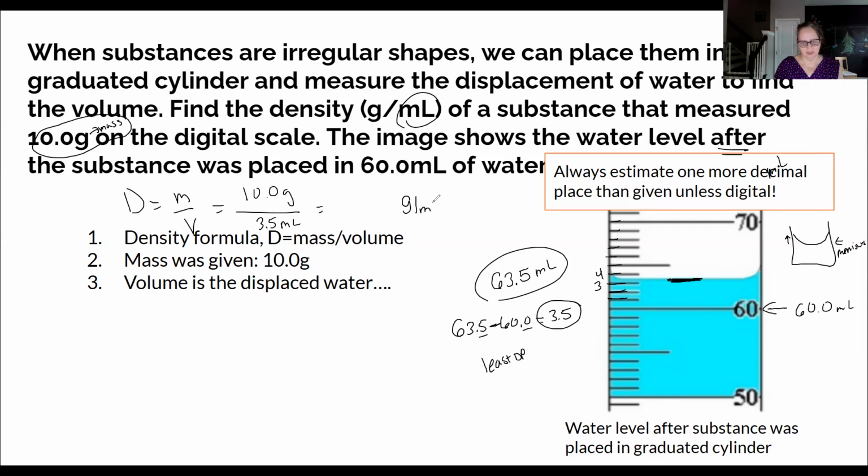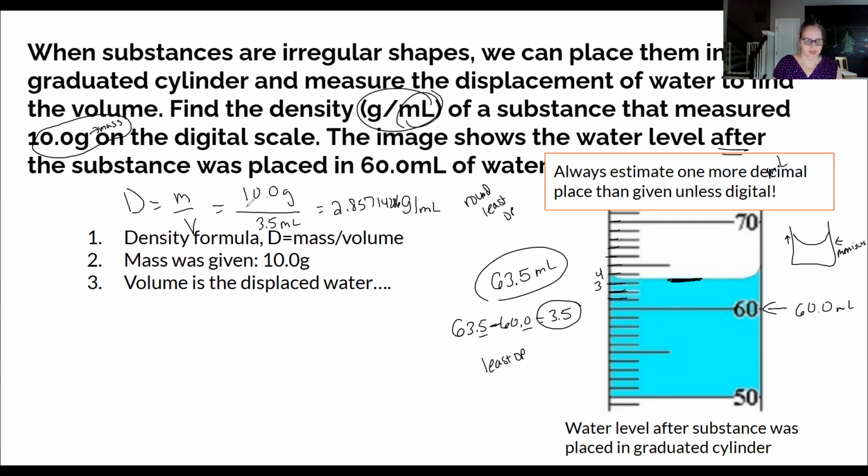So my answer is going to be in grams per milliliter, which is what they wanted, so I don't have to do any unit conversions. 10 divided by 3.5 gives me 2.857142857. Now, this problem is multiplication or division. It's division, so this one is round to the least sig figs. After each equation, you find the correct sig figs. So you always adjust after each equation.